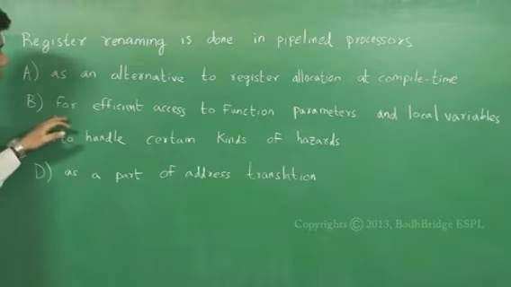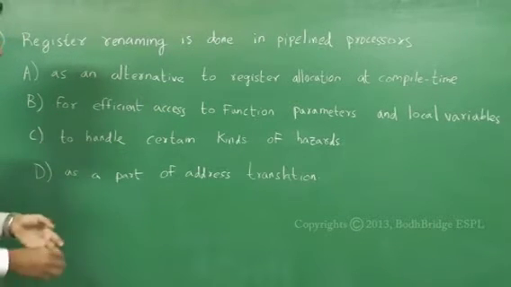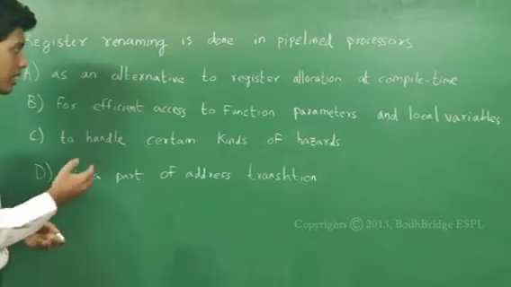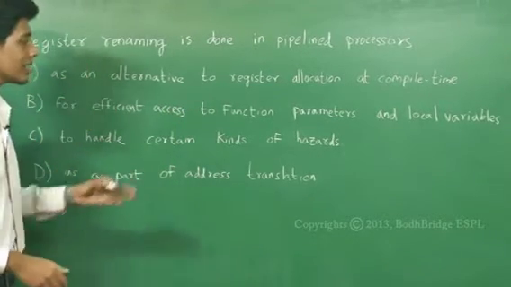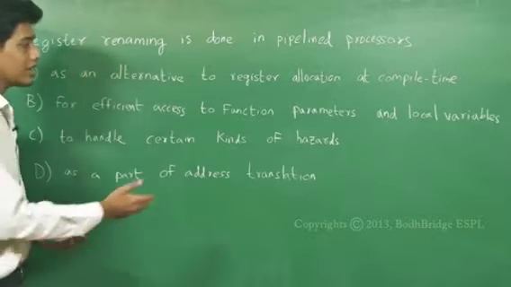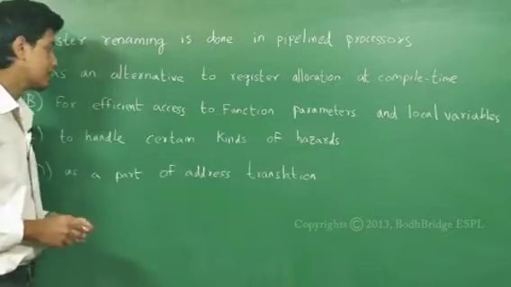If you take option B, for efficient access to function parameters and local variables. So again, function parameters and local variables are the ones you use in code. Register renaming is not done by compilers for these categories.